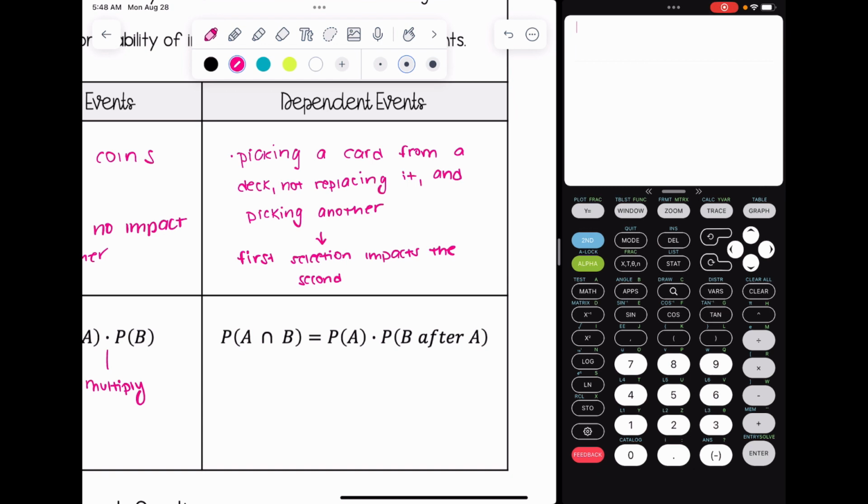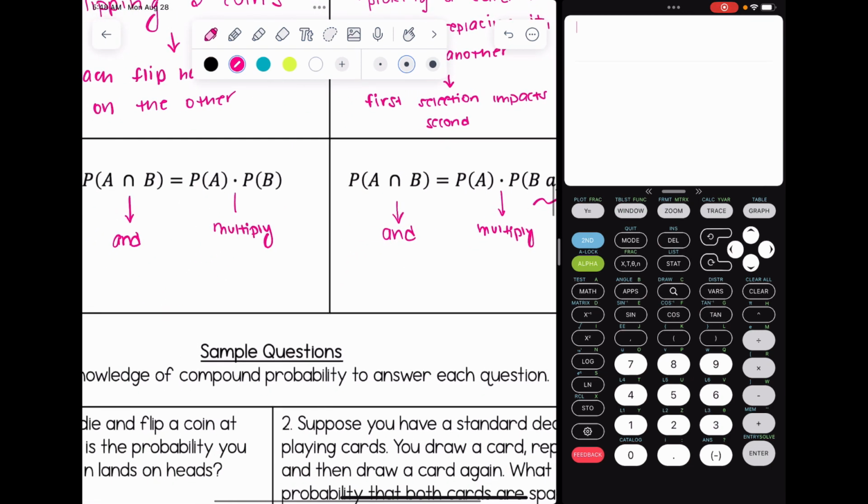The formula for this starts off the same. It still starts off probability of A and B occurring is the probability of A times, so we're still going to multiply. But what we're changing over here is that it's the probability of B after A. So this means we have to take into account how the probability has been altered by event A already occurring. Let's look at some examples so you can understand that a little bit better.